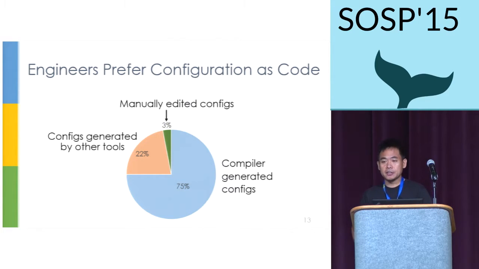Then the real question is that, do engineers really write configuration programs? The answer is yes. Out of the hundreds of thousands of configuration files at Facebook, about 75% of them are generated by our compiler. Another 22% are generated by other automation tools. Only about 3% of them are manually edited. This shows that configuration as code is popular and is also effective.